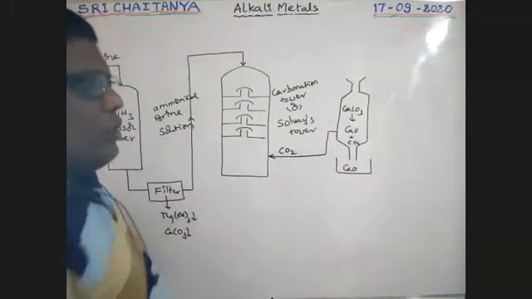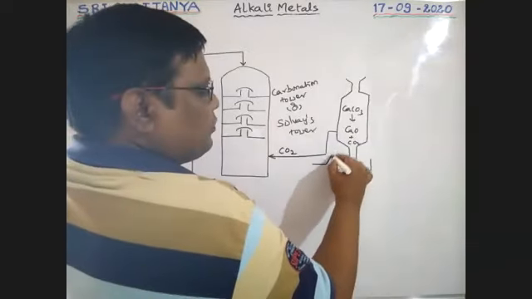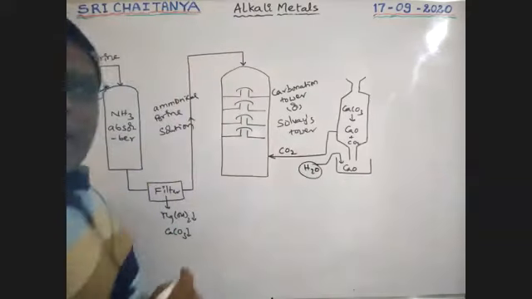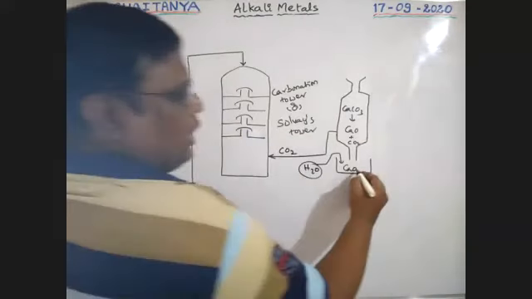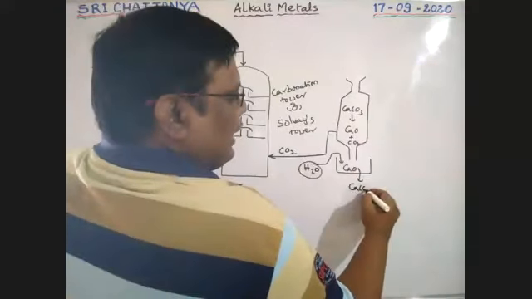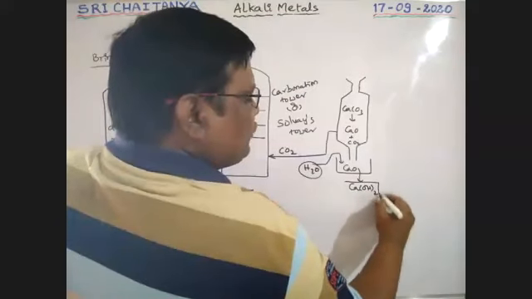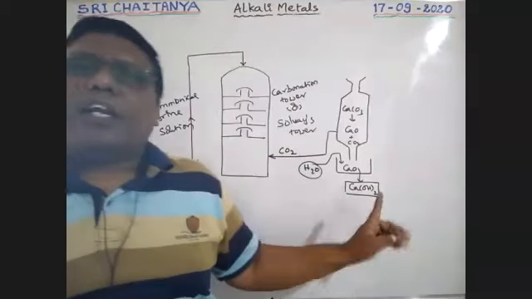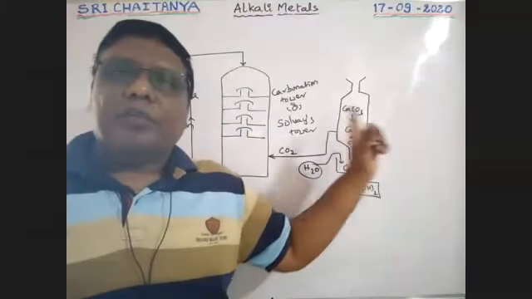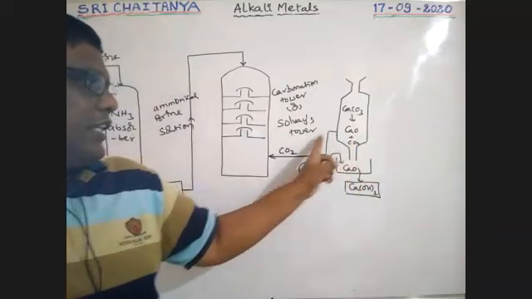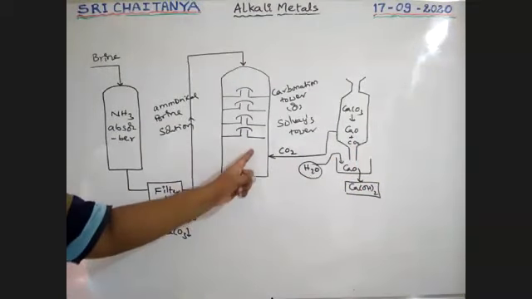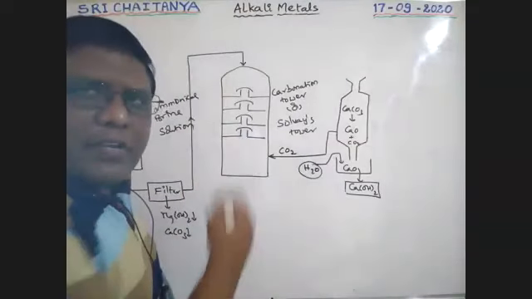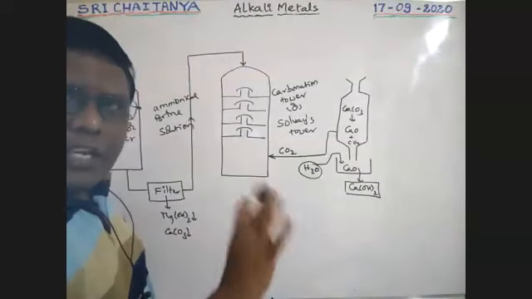To this calcium oxide, water is added, so it converts into calcium hydroxide, which is used for regenerating ammonia. That is a side way. The CO2 released enters into the Solvay's tower, and all the reactions I wrote in the previous condition take place.